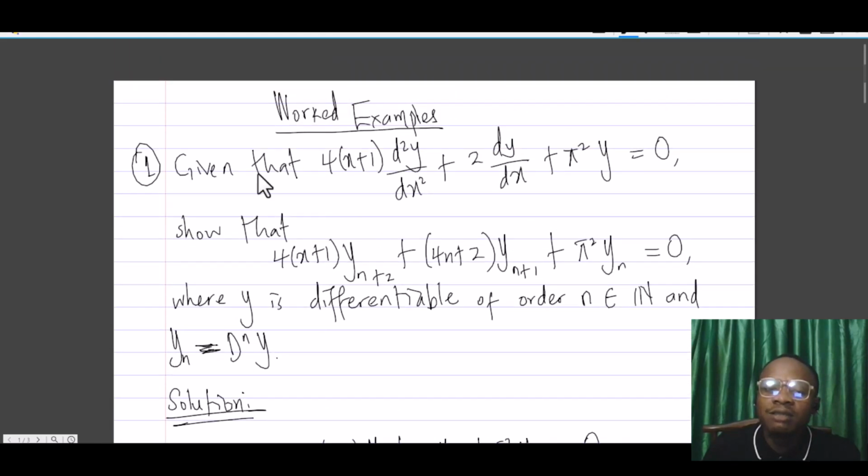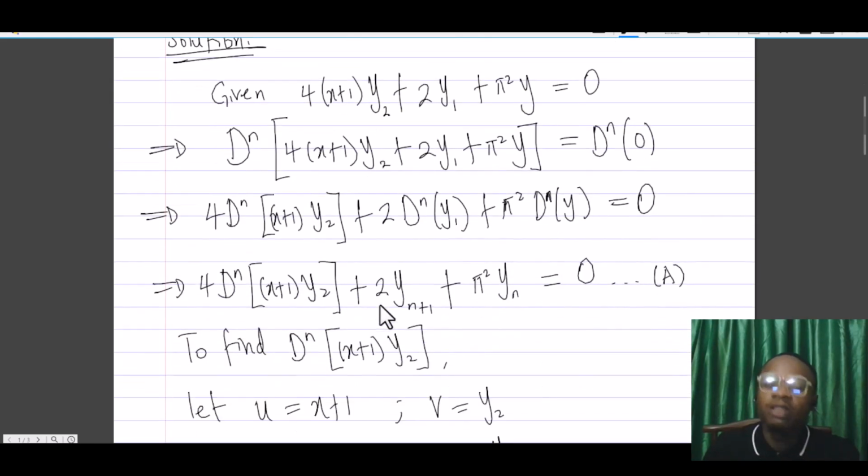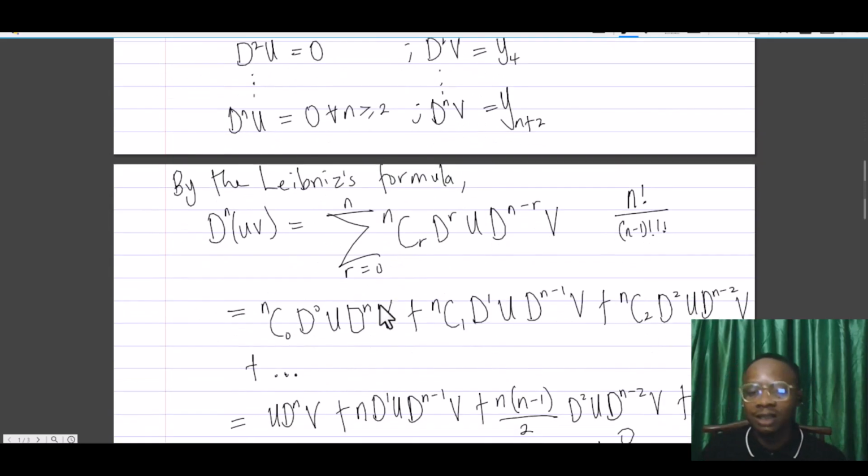So for this second problem, it's like we're starting from ground zero. We'll first obtain a relationship like this. When we obtain the relationship, we'll take its nth derivative like we did for this one. So let's quickly go through that and see.